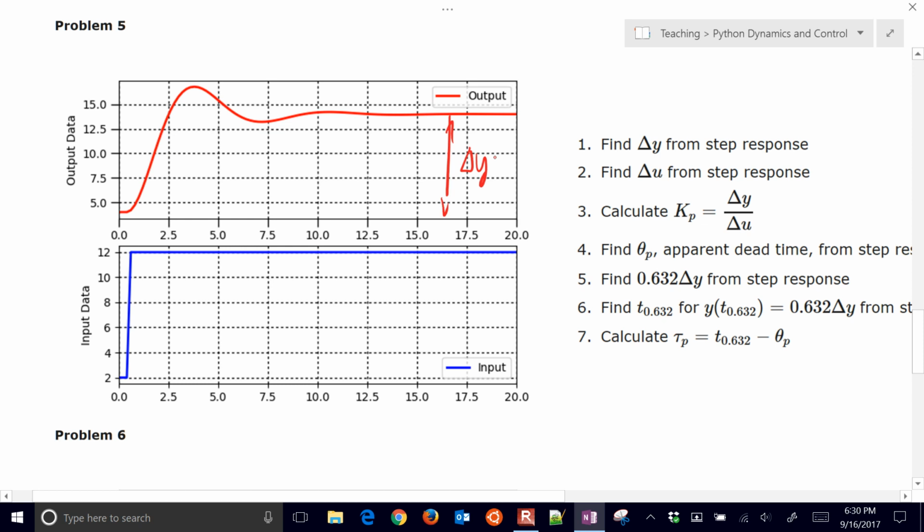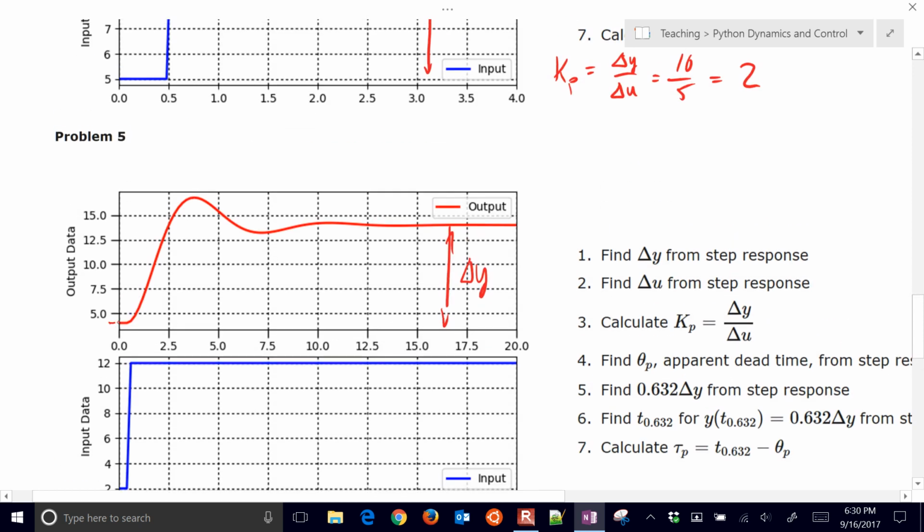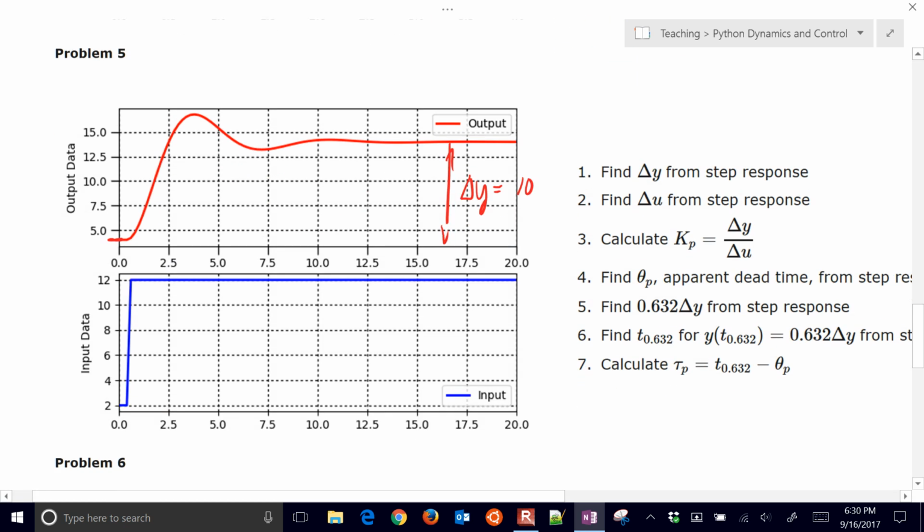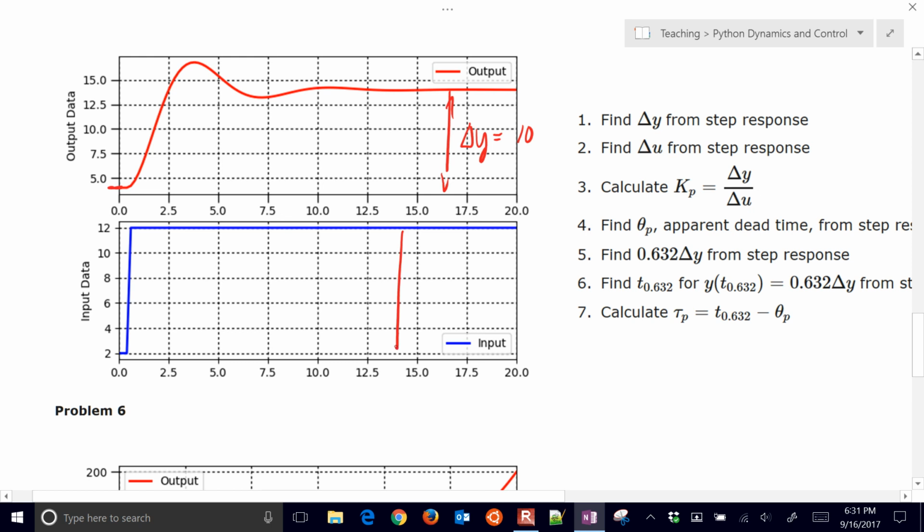Okay, we have delta y, and that's going to be equal to, looks like this starts down here around 4 or so, and then trends up to about 14. So it's about plus 10. And this difference right here is about 10 as well. So the gain looks to be about 1. 10 divided by 10 equals 1.